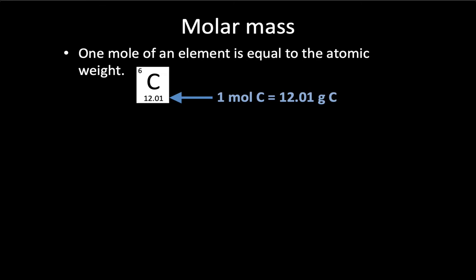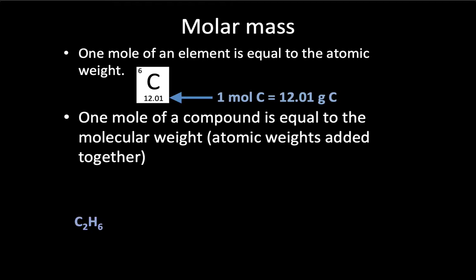So when we talk about that, we can look at where we find molar mass. If we were talking about an element, we would look at the periodic table and find the number at the bottom. And that atomic weight is equal to 1 mole of a substance. So in this case, we're looking at carbon. So 1 mole of carbon would be equal to 12.01 grams of carbon.